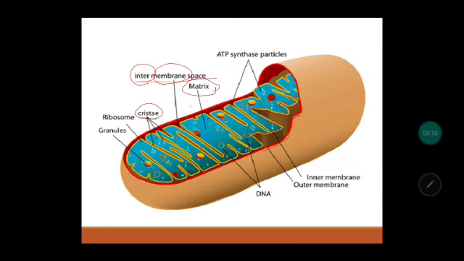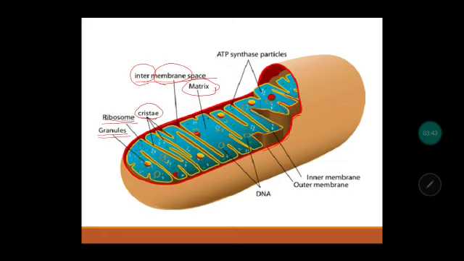Now let us see what this matrix contains. This matrix contains certain granules. These are structures which store proteins or starch. Then ribosomes. Ribosomes we had discussed, these are the protein factories of the cell. These are very small dot-like structures and they make proteins. Mitochondria has its own ribosomes, so it can synthesize its own proteins.